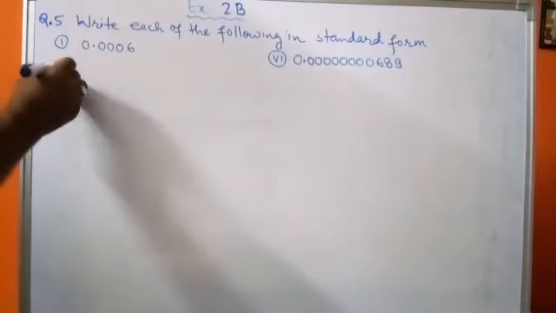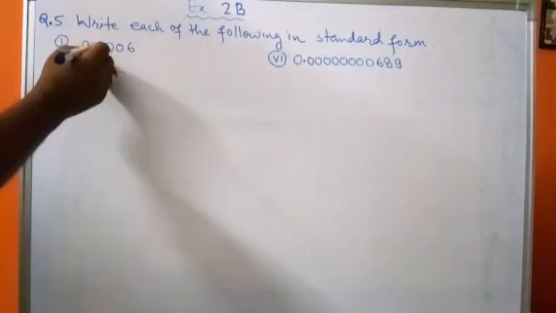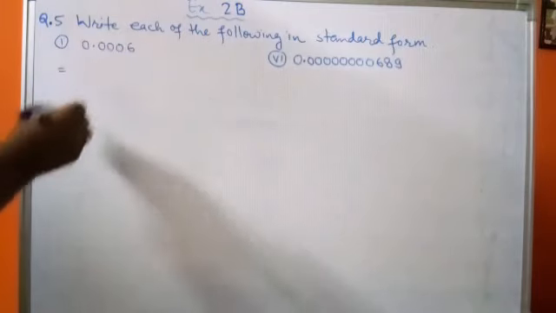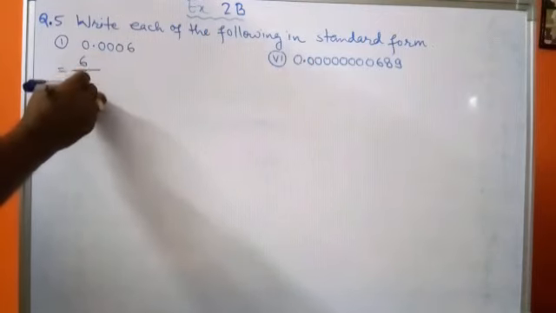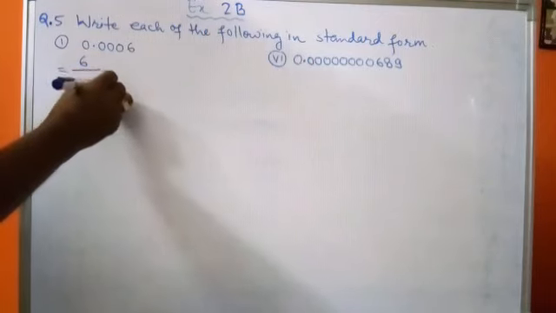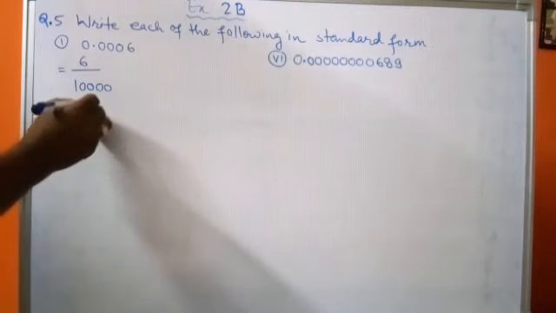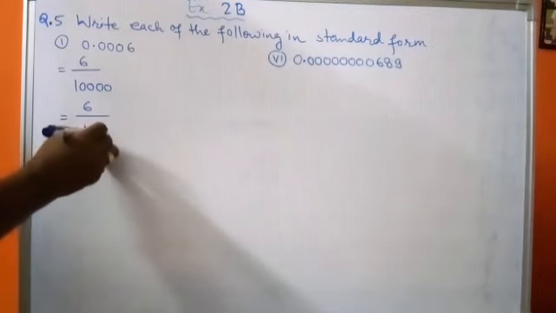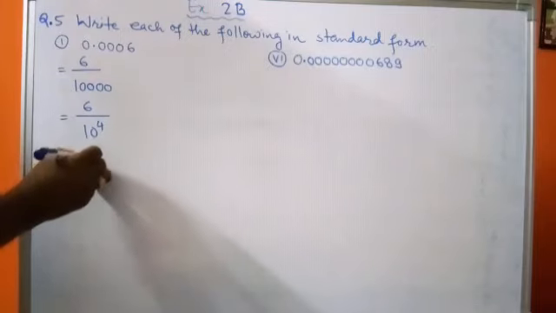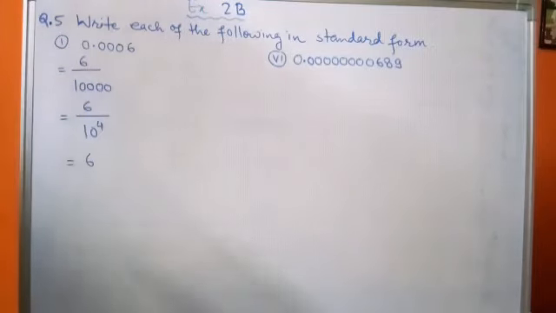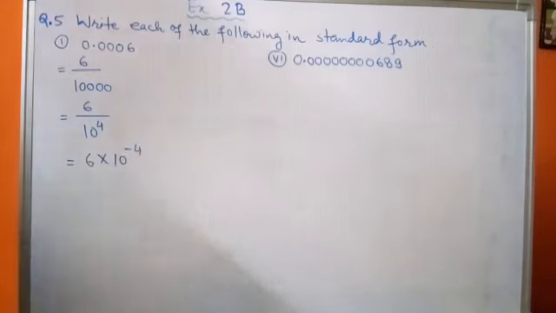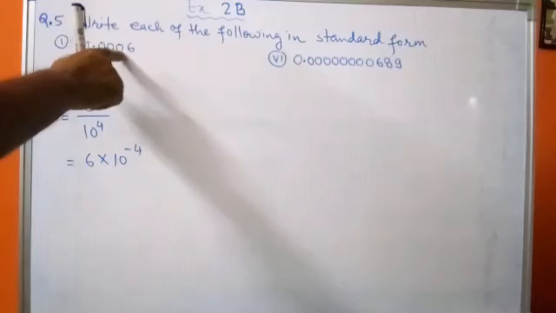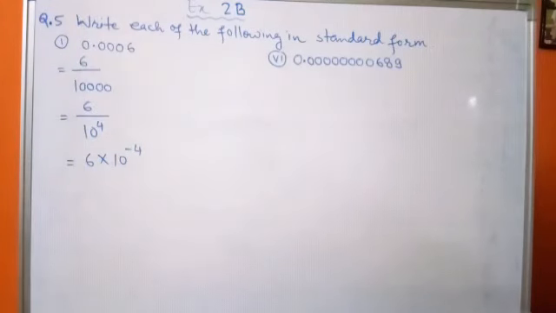In the first question, we see after the decimal there are 4 places, so this number is to be changed into A by B form, 6 by 10,000, or we can write 10,000 in exponential form as 10 to the power 4. In the next step, when this 10 to the power 4 is moved to the upper side, it becomes 10 to the power minus 4. So 0.0006 now becomes 6 into 10 raised to the power minus 4 in standard form.